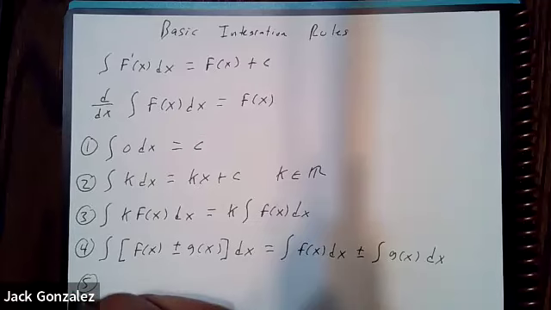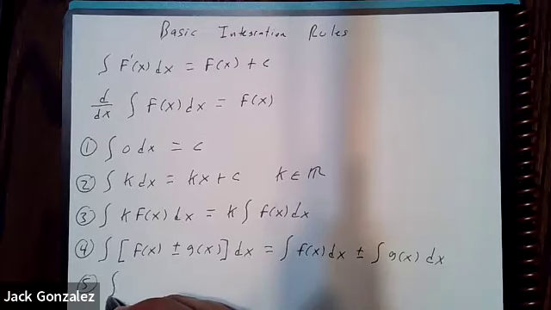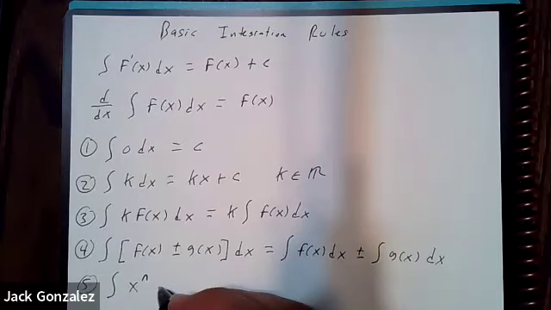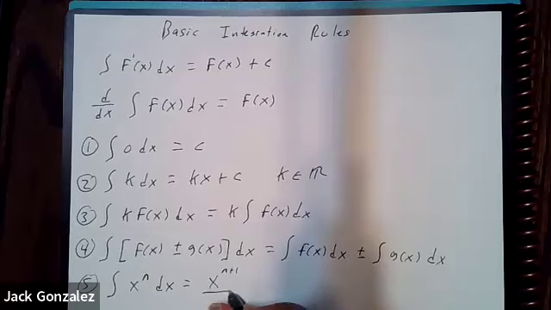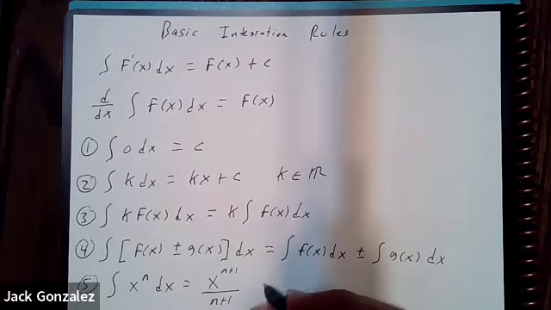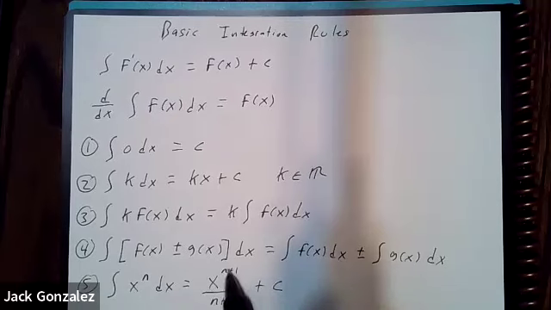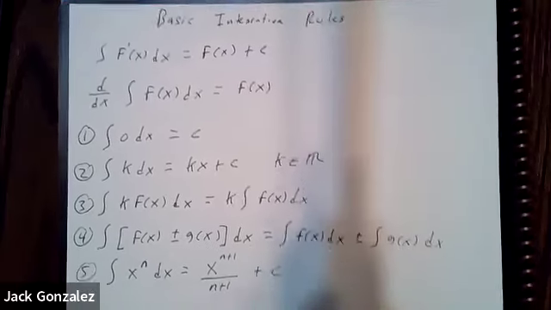Number 5, this is the power rule, the one you're going to see the most. Integration of x to the n, some power function, is equal to x to the n plus 1 divided by n plus 1, and then you add your c. So whatever you have, just add 1 and divide by that same result.